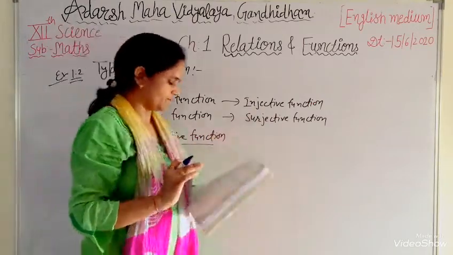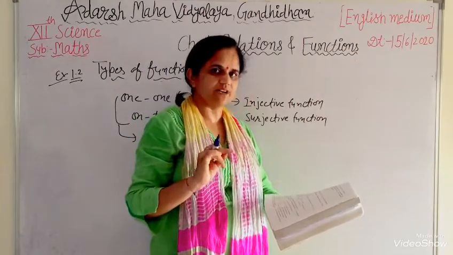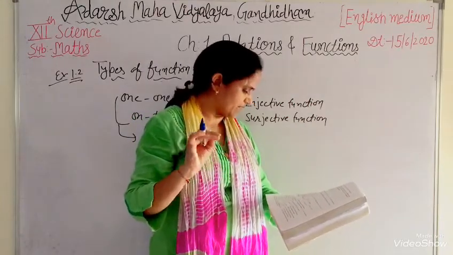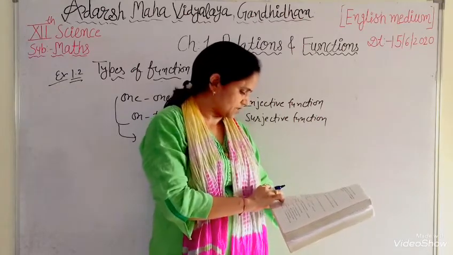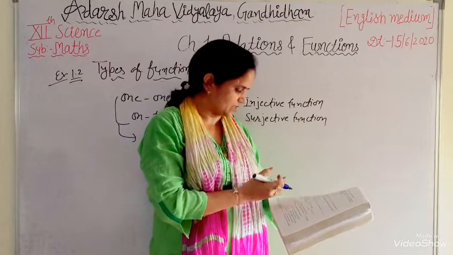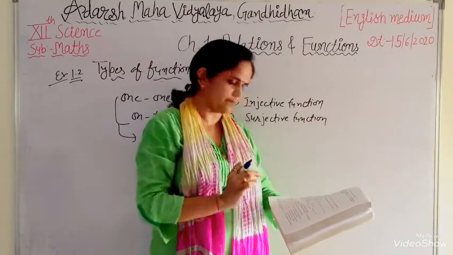Okay. Now, in question number second, the first part is given f from N to N given by fx is equal to x square. This type of question, students, I have already solved. Okay. So, move next. Question number third.